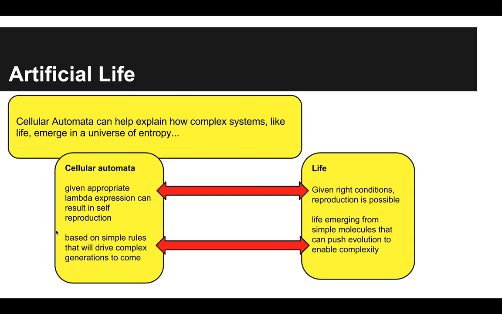And then the second similarity here is, based on simple rules, we can drive complex generations from what initially was a few cells. The equivalent similarity for life is emerging from simple molecules that can push evolution to enable some sort of complexity.